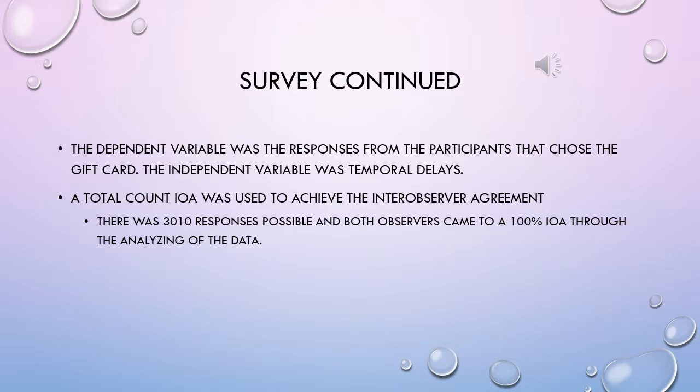The dependent variable in the study was the responses from the participants that chose the gift card, and the independent variable was temporal delays. The total count IOA was used to achieve the inter-observer agreement. There were 3,010 responses possible, and both observers came to a 100% IOA through the analyzing of the data.